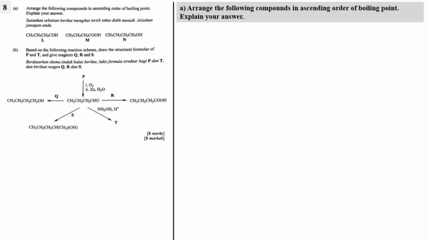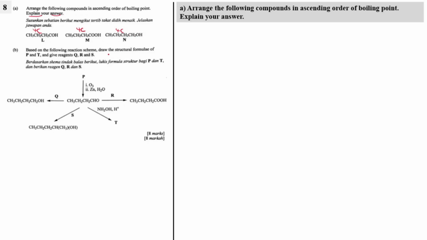Now we're going to do question number 8. For question number 8a, we have to arrange the following compounds in ascending order of boiling point, and then explain the answer. We have compound L, which is CH3CH2CH2COH, where we have 4 carbon and COH at the end. For compound M, we have CH3CH2CH2COOH, so similarly, we also have 4 carbon. And for compound N, we have CH3CH2CH2CH2OH, so we have 4 carbon.